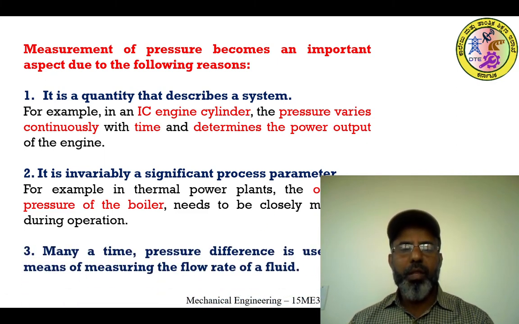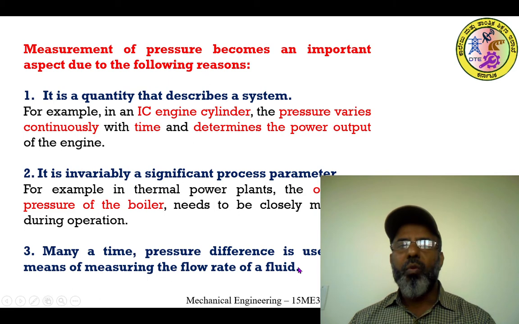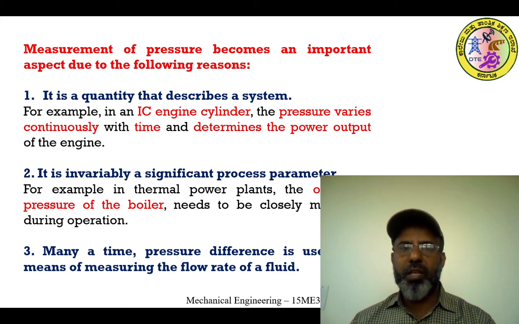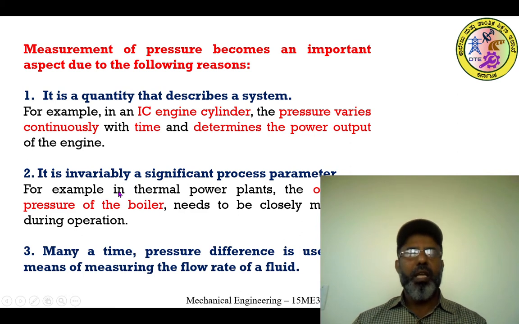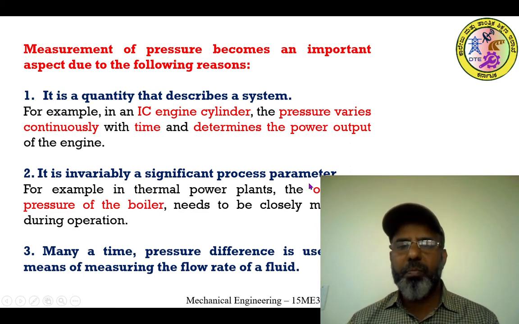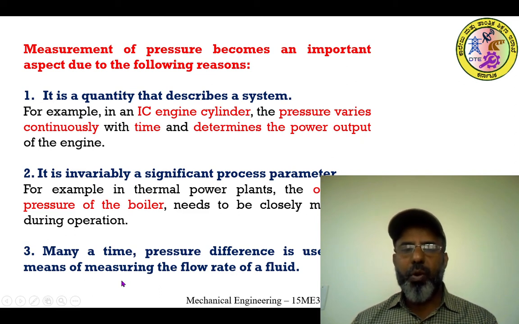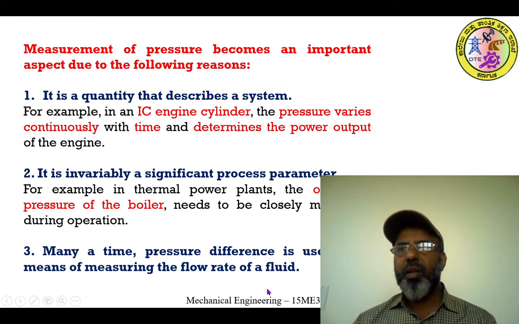And thirdly, the pressure difference. Many a time, the pressure difference is used as a means of measuring the flow rate of a fluid. Because of these 3 reasons, we find the measurement of pressure is very important. The 3 reasons are: it is a quantity that describes a system; secondly, it is invariably a significant process parameter; thirdly, pressure difference is employed as a means for measuring the flow rate of a fluid.